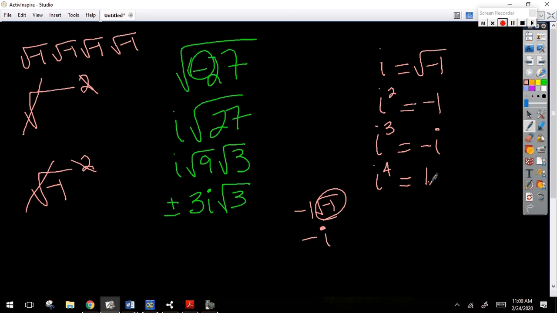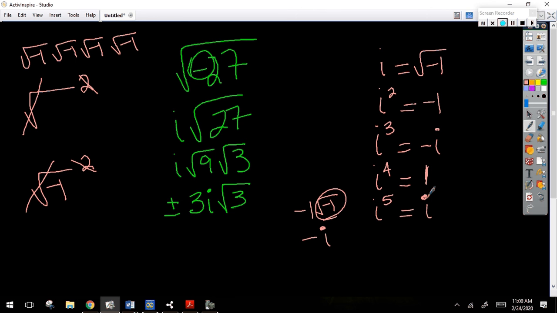Here's what happens if this is positive 1. It all starts over. So this, which is i to the 5th, is just i as well. Square root of negative 1, or i, same thing. This is positive 1. This is i.